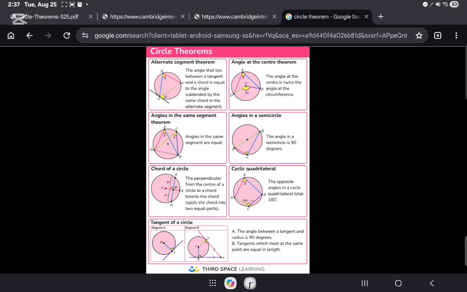Then we have angles in a semicircle. Semicircle means half, like the radius. Angles in a semicircle, there will be one that's always 90 degrees.